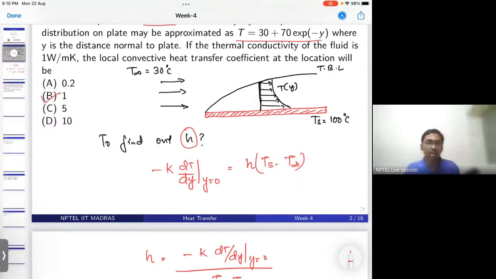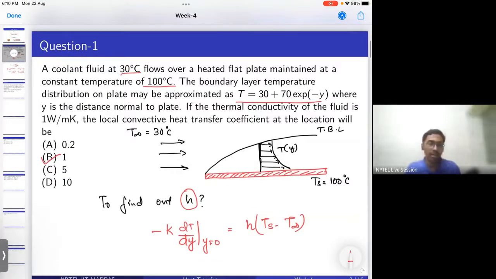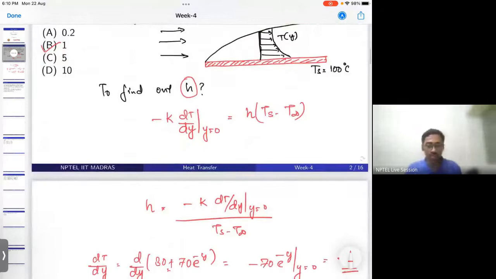I hope there is no doubt in this question, because to start with, I have taken a very simple question. It's just equating the conduction. As we know, the first layer of fluid that is in contact with the boundary or the solid surface will be stagnant or stationary.